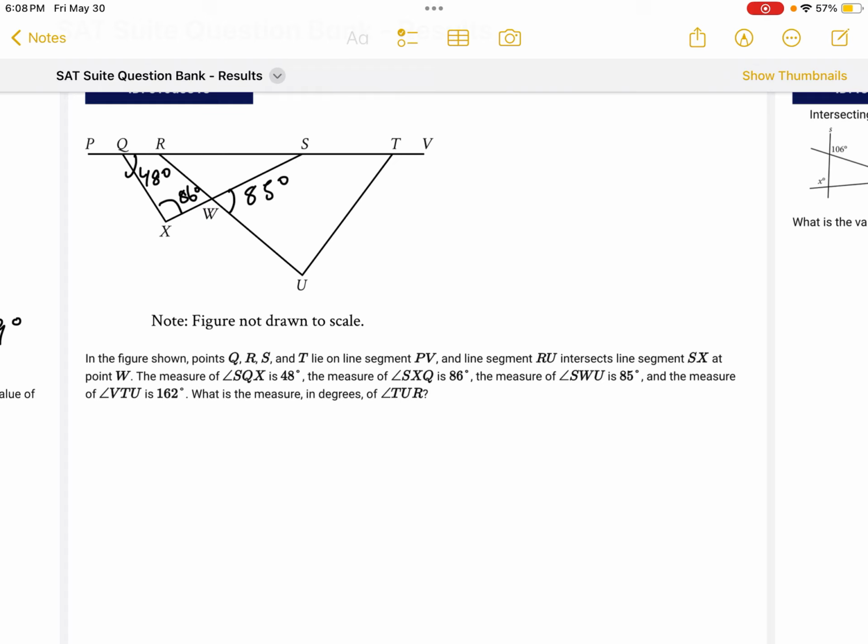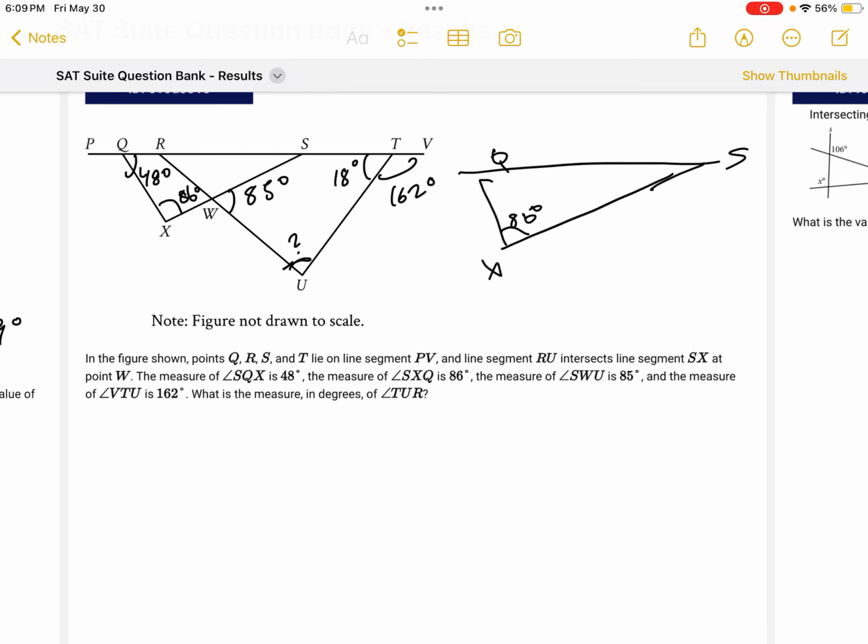And the measure of angle VTU is 162. What is the measure in degrees of angle TUR? So this angle, we want to know what that is. So first, let's find this angle. You know, angle STU and angle VTU are supplementary. So angle STU is just 180 minus 162, or 18 degrees. Now let's draw our attention to triangle QXS.